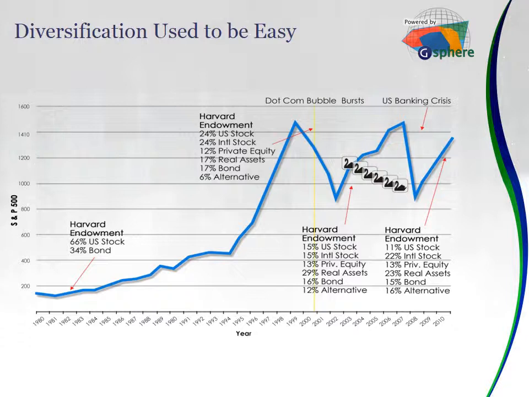In point of fact, to see how easy it used to be, look at Harvard's endowment's asset allocation in 1982. All right, two-thirds stocks, one-third bonds. Okay, job's done, and it worked great for the university.